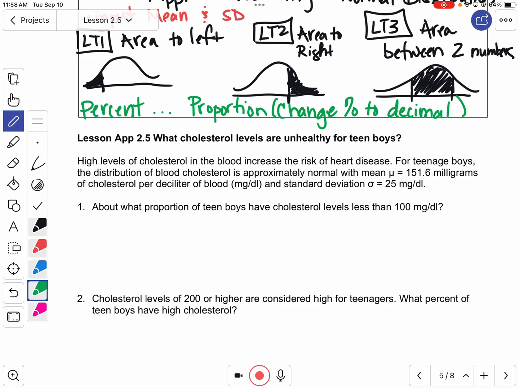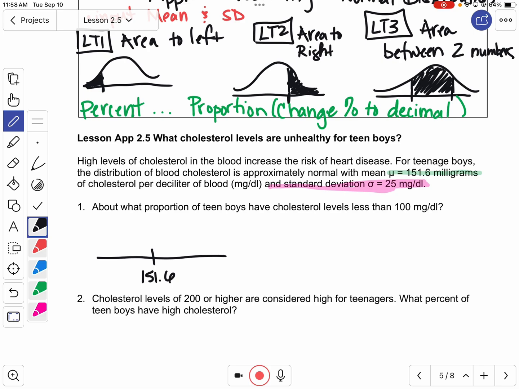High levels of cholesterol in the blood increase the risk of heart disease. For teen boys, the distribution of blood cholesterol is approximately normal, with a mean of 151.6 milligrams of cholesterol per deciliter of blood, and a standard deviation equal to 25 milligrams per deciliter. So those were the 2 values we need to be able to set up our curve. So the first thing it says is about what proportion of teen boys have cholesterol levels less than 100. So think with me for just a second so we know which option to choose. What was my mean?